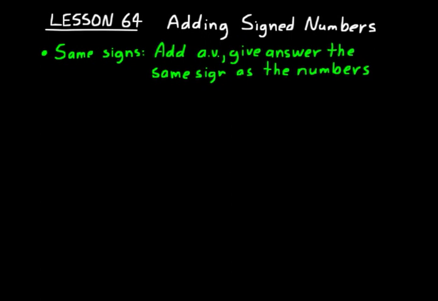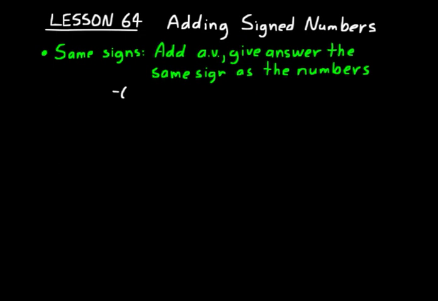The easiest thing to do when adding signed numbers is to add numbers that have the same signs. Now, I'm not going to talk about adding two numbers that have positive signs because that's really easy. You already know how to do that. Let's talk about adding two numbers that had negative signs. You'd follow these steps here. You add their absolute values. That's what the AV stands for that I've written there. Add their absolute values together and give the answer the same sign as the original numbers.